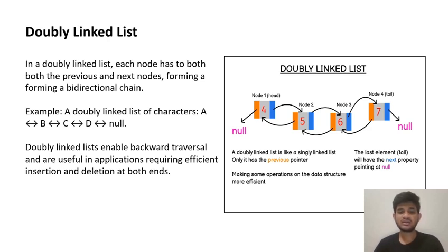A doubly linked list is like a singly linked list, only it has the previous pointer. The last element, the tail, will have the next property pointing to null.